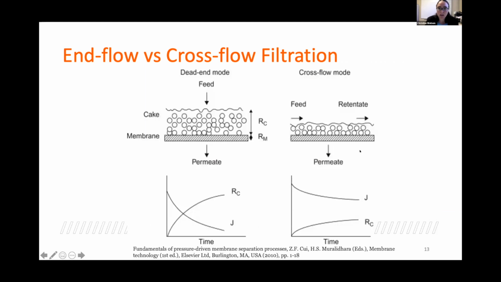This is a diagram that again shows the difference between inflow and crossflow filtration. Inflow is also known as dead-end filtration or through-flow filtration. Again, you can see here the feed stream presses against the membrane and the particles build up in a cake layer on the surface of the membrane. And in crossflow, because the feed stream is parallel to the surface, the cake layer is much smaller here.